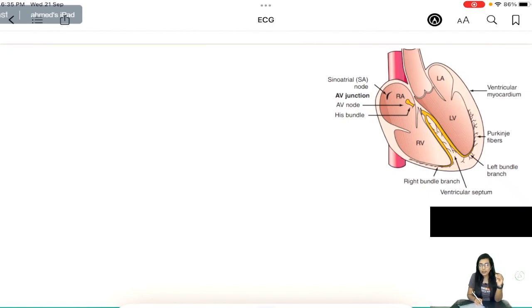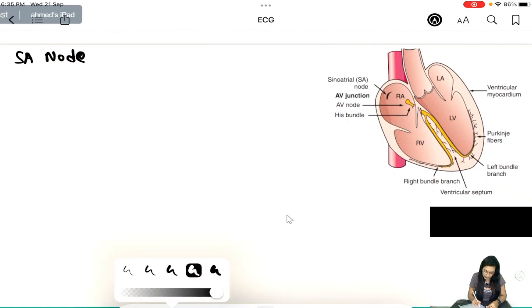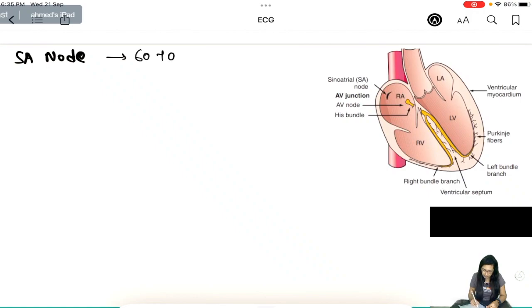Okay, so all the cardiac cells have that property, but SA node is the most prominent to produce that impulse with high beats per minute, that is high firing rate. That's why SA node is called the pacemaker of the heart. So first of all, impulse is generated in SA node. Okay, it fires at the rate of 60 to 100 per minute. 100 beats or impulses per minute. That's the normal heart rate of a person.